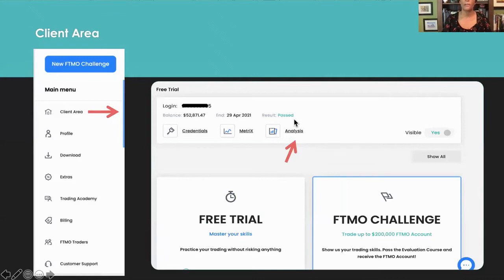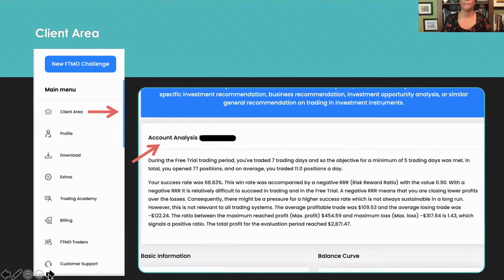Whenever your account is open, it will say mentor app over here. Whenever your account has closed, it will have a printout or report for you to view, and it will say analysis. Here's an example of an account analysis that I did on a free trial. It'll have your success rate. Mine was 68.83%. It will tell you your risk to reward ratio. It will tell you the most common lot size that you had used, etc.